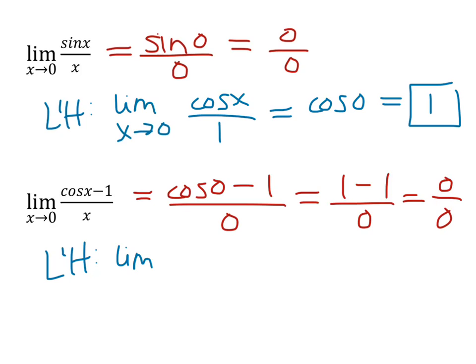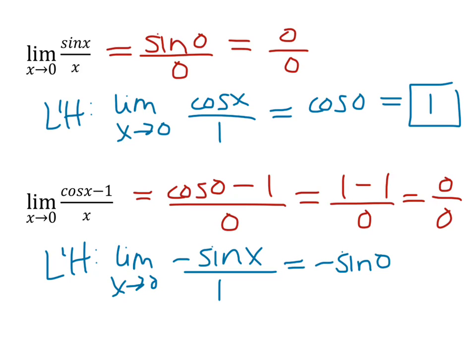Let's find the limit as x approaches 0. Take the derivative of the numerator. The derivative of cosine x minus 1 is equal to negative sine x. Divide by the derivative of x, which is equal to 1. Then we can evaluate. Plug in the x value of 0. Sine of 0 is 0, and multiplied by that negative up front is still equal to 0.